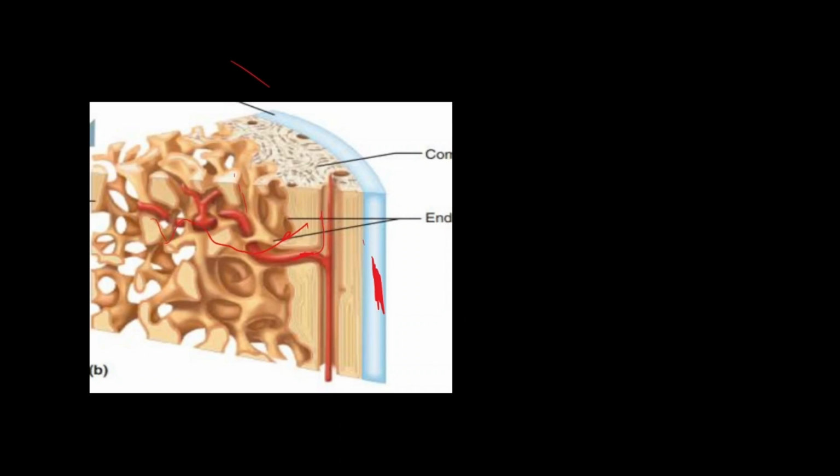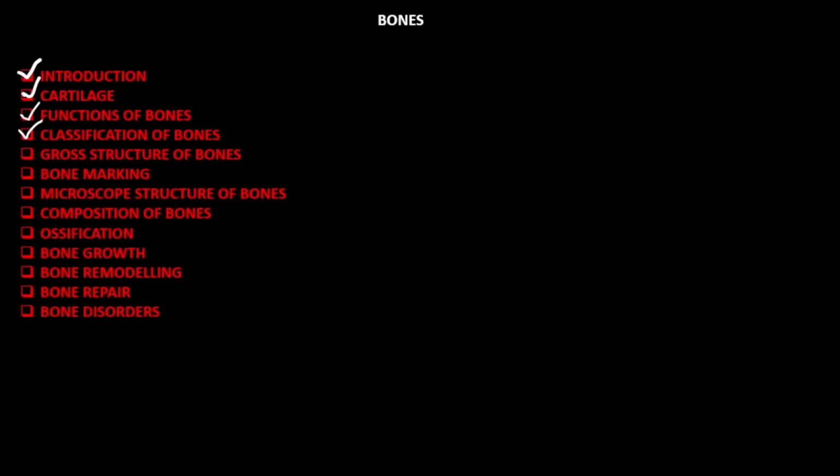Now let's take a look at subtopics and how far we have gone. So far we have seen the introduction, cartilage, functions of bones, classification of bones, and the gross structure of bones. Now let's take a look at bone markings.